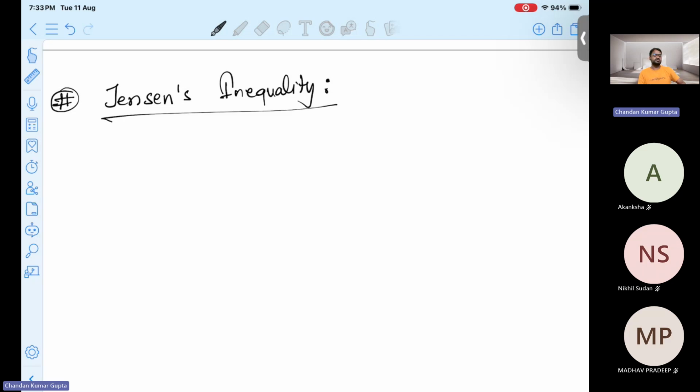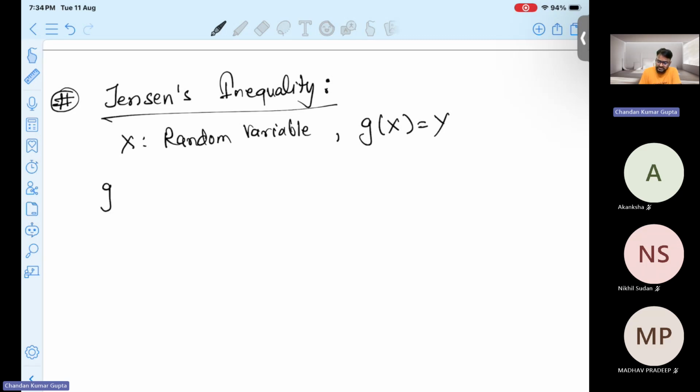Okay, so in Jensen's inequality, again, we have a random variable x, and the expectation of x exists. We have a transformed variable: suppose x is our random variable, and g(x), let's say y, is our transformed variable. This function g may be either convex in nature or concave in nature.